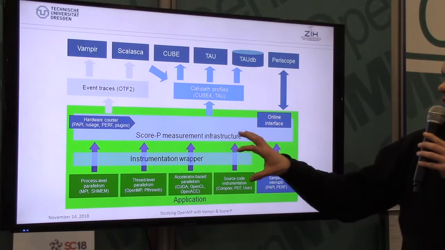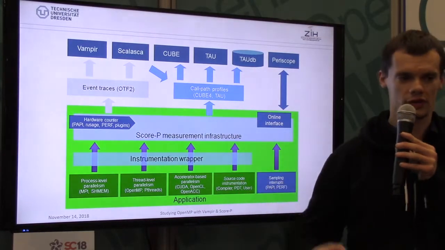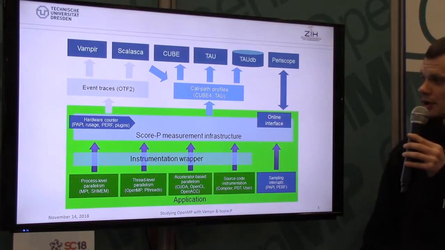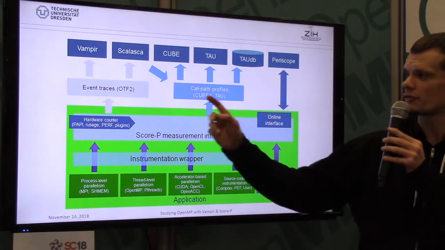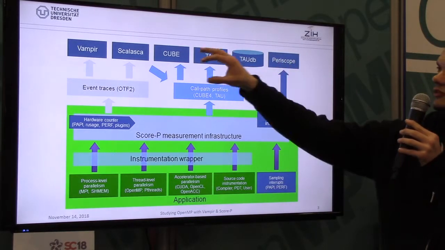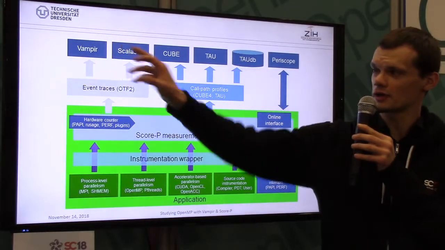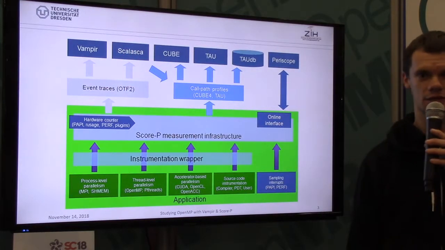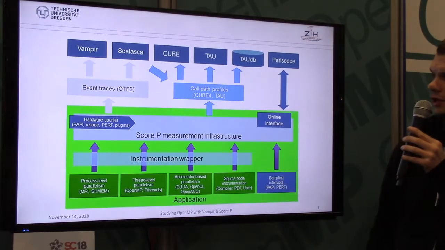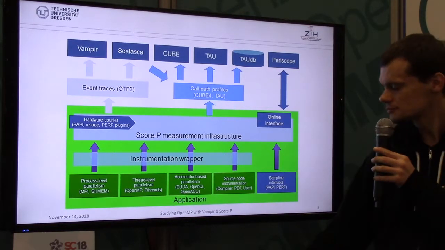And then you have the measurement system collecting all the data at runtime. You can enhance the data with hardware counters, for example, PAPI. And then you can write out profiles or traces and use on top of it several kinds of analysis tools. And today I want to focus on traces and especially on the Vampir analysis tool, but you see the Score-P measurement system is capable of doing even more.